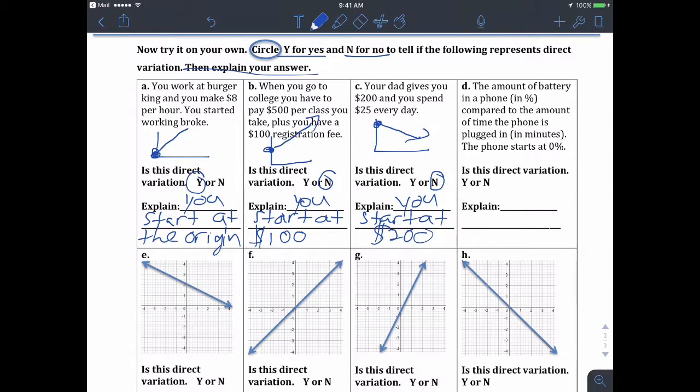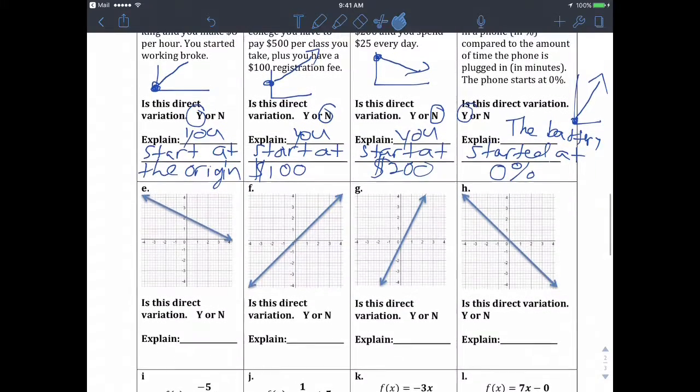Now for the next one, it says the amount of battery in your phone in percent compared to the amount of time your phone is plugged in. It says that you started at 0%. Since you start at 0%, we're starting at the origin, and then the battery goes up at a constant rate. So this one is direct variation, and we're going to put because the battery started at 0%.